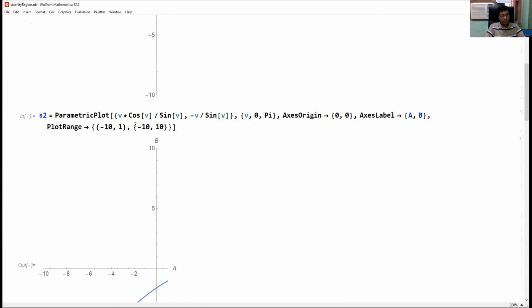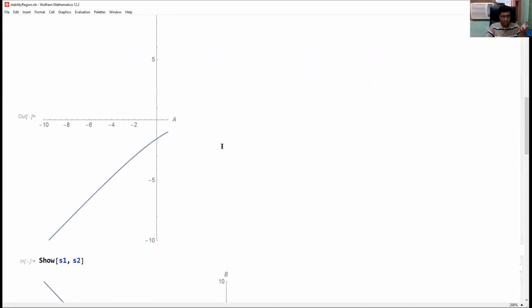The second branch was capital A equal to V cos V upon sin V and capital B equal to minus V upon sin V. Okay. And we were taking V from 0 to pi. Okay. So here we can see this second branch.